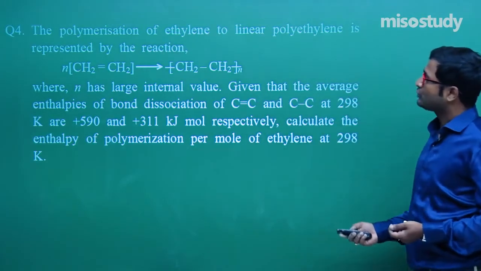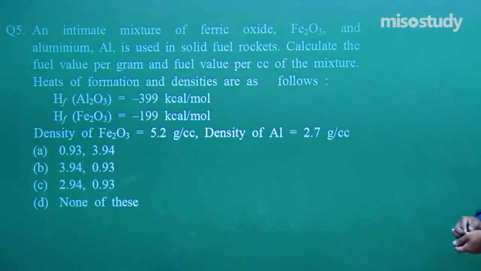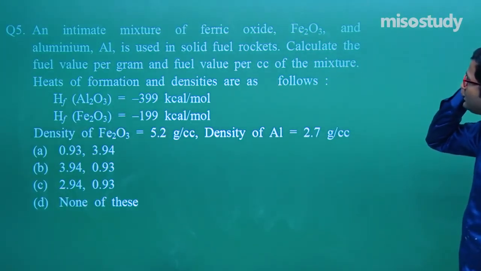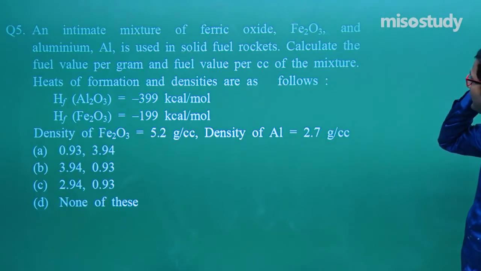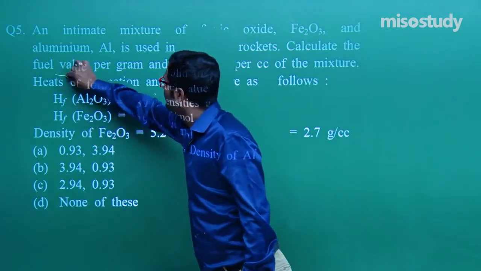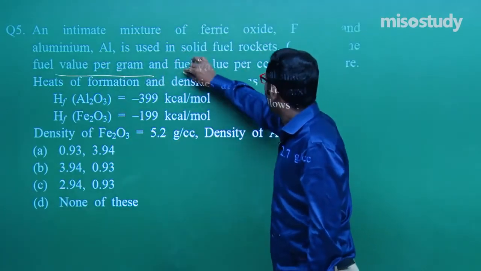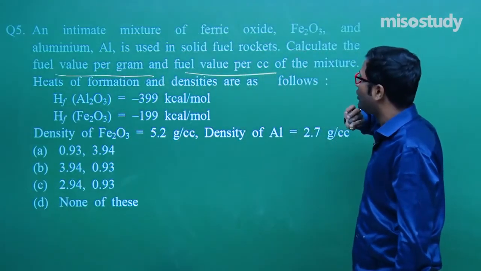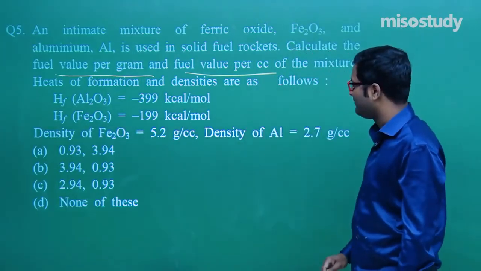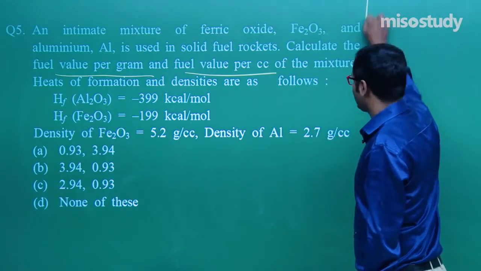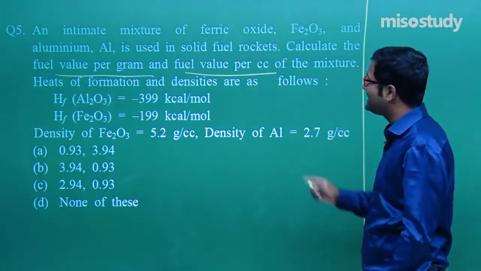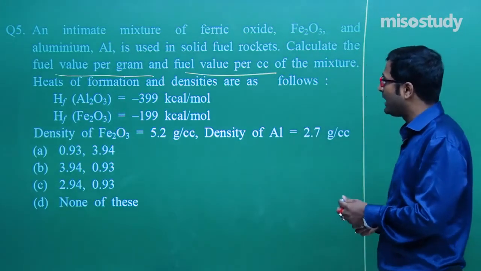Now, question number 5. An intimate mixture of ferric oxide and aluminium is used in solid fuel rocket. Calculate the fuel value per gram and fuel value per cc of the mixture. Heat of formation and densities are given. Okay. Now, how to solve such a question? We have to find the fuel value per cc and fuel value per gram.